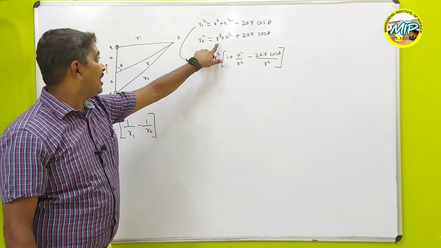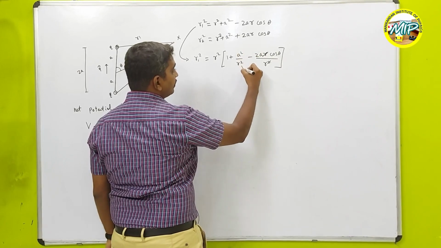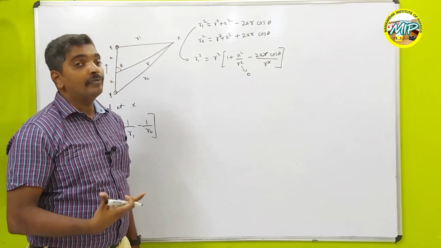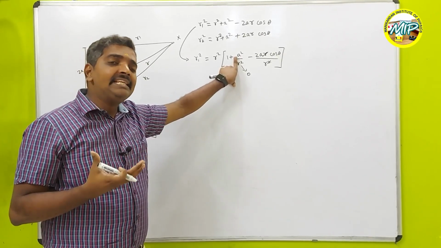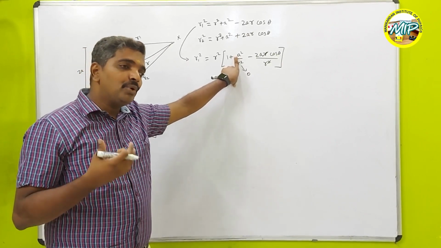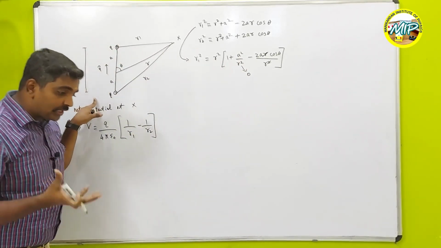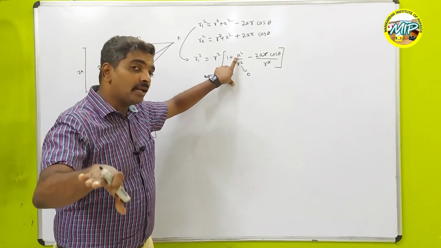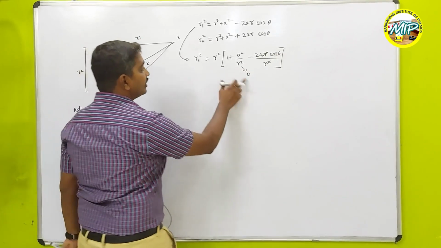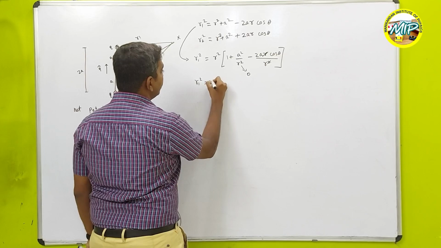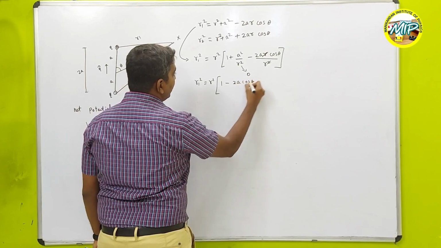Okay, I just bring this R square out. So this R square, this R gets cancelled. This term is going to be 0. Why is it going to be 0? Because from the dipole definition, A is very, very small. What is the definition of dipole? Two equal and opposite charges separated by a very small distance. If 2A itself is a small distance, then A square is even smaller. That is divided by a larger number, that is even smaller. So I can neglect this term. If I neglect this term, I can simply write my R1 square equals R square into 1 minus 2A cos theta by R.